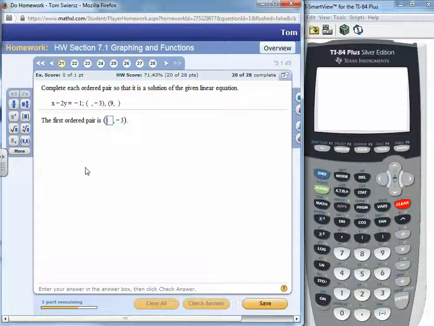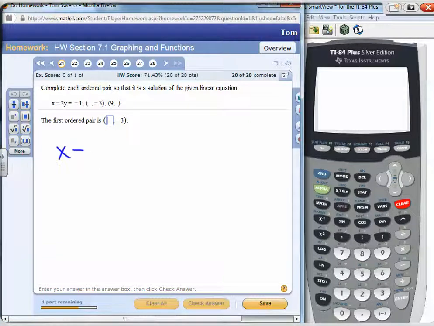Okay, now similar to number 20, number 21, but we have to find what we're missing. We have the equation x minus 2y equals -1. Complete the ordered pair. You're missing the first coordinate, which is the x. You're given the y. The -3 is the second coordinate, which is the y. So you put in -3 for the y.